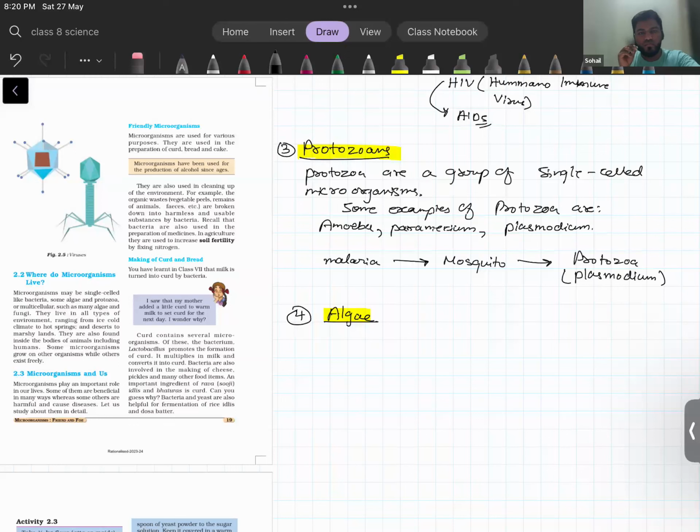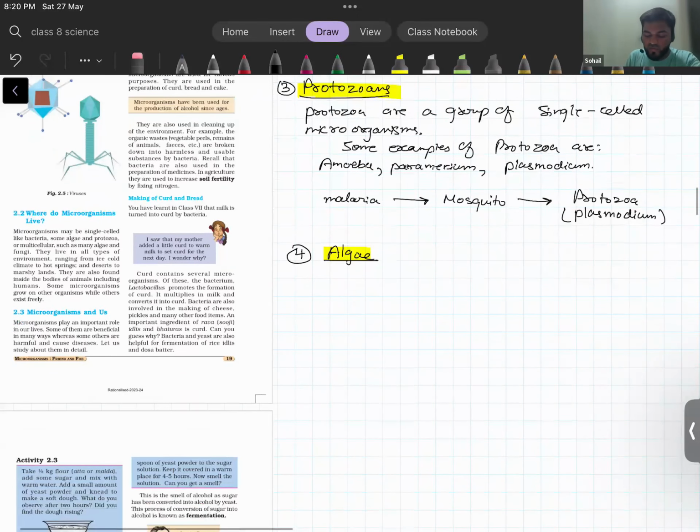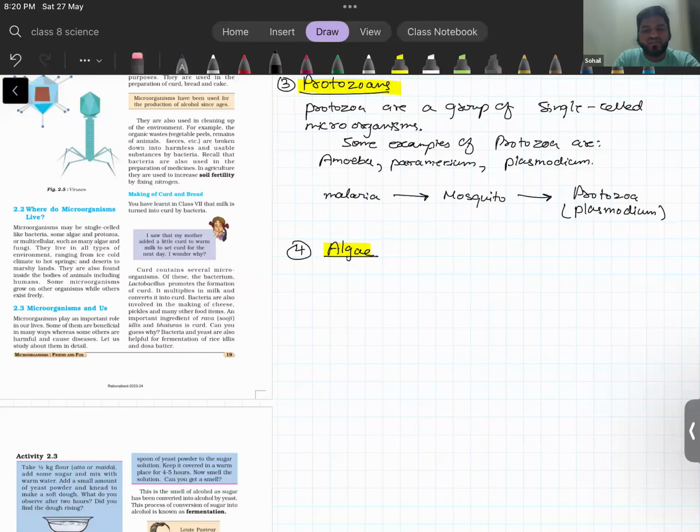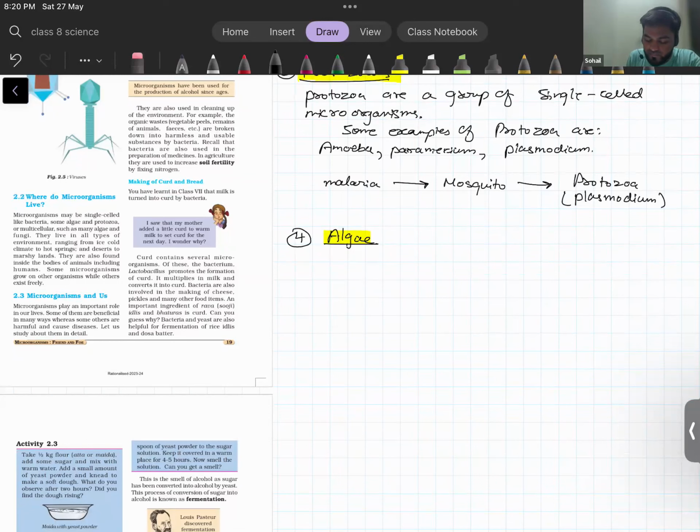Because they contain chlorophyll, right? We will come to that in a minute. First let's talk about what algae actually are. Algae are basically a large group of simple plant-like organisms. Wherever you find algae, it is spread over a large area, and it is always found in wet areas. Algae are a group of simple plant-like organisms.